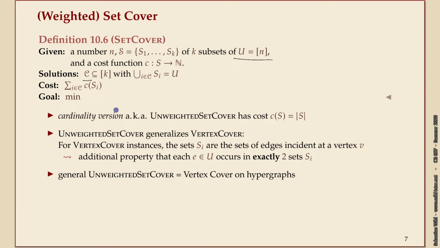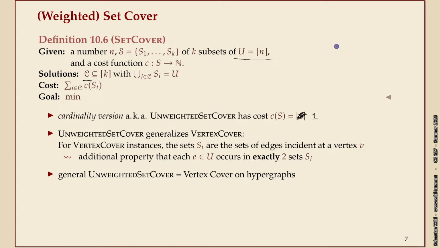There's a restricted version. You can either call it the cardinality version or the unweighted set cover version, where the cost should be 1 for each set. We just count how many sets we take. Unweighted set cover is a strict generalization of vertex cover, where we have the additional property.